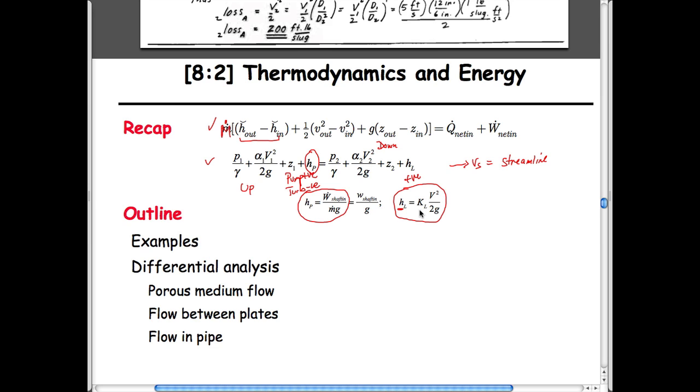So now we basically have Bernoulli's expression and the ability to have losses in it. So it's viscous flow, not inviscid flow, and we're able to put energy into and take energy out of the system. And that's really all we've changed.